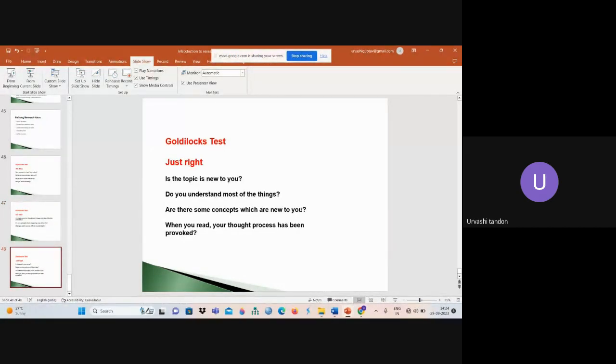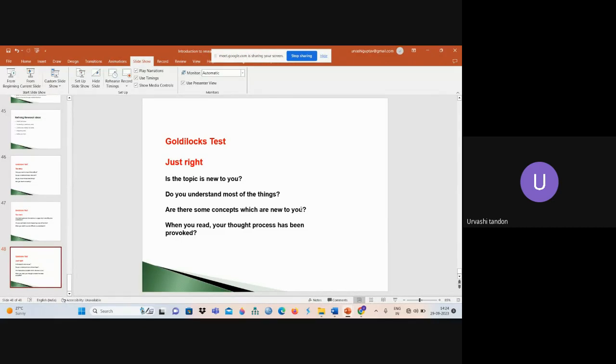So is the topic new to you? Do you understand most of the things? You understand most of the things, but there are some new concepts on which you want to develop. And when you read, your thought process has been provoked. Fine, there are certain problems which I think I can solve with the help of my research. So here it is, it's just right. So go ahead and proceed with this test.